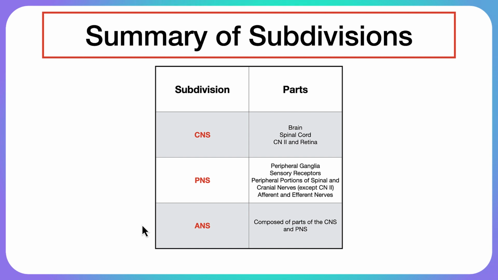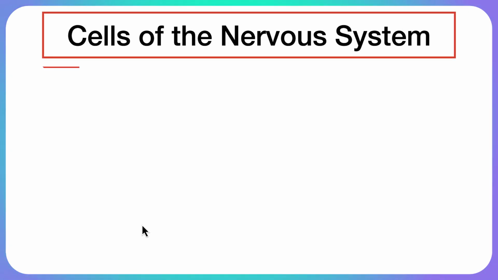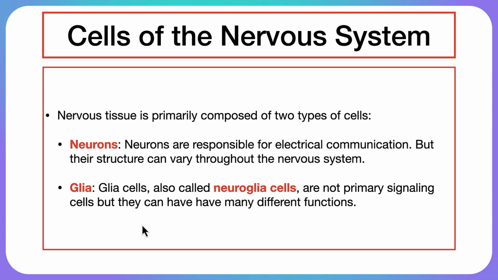Now that we know the three main subdivisions of the nervous system, let's talk about the main types of cells that we see in the nervous system. There are two main types of cells: neurons and glia. Neurons are responsible for electrical communication, and their structure can actually vary throughout the nervous system. Glia cells, also called neuroglia cells, are not the primary signaling cells, but they also have many different functions, and we're going to talk about these in future videos. So these are the two main types of cells in the nervous system.